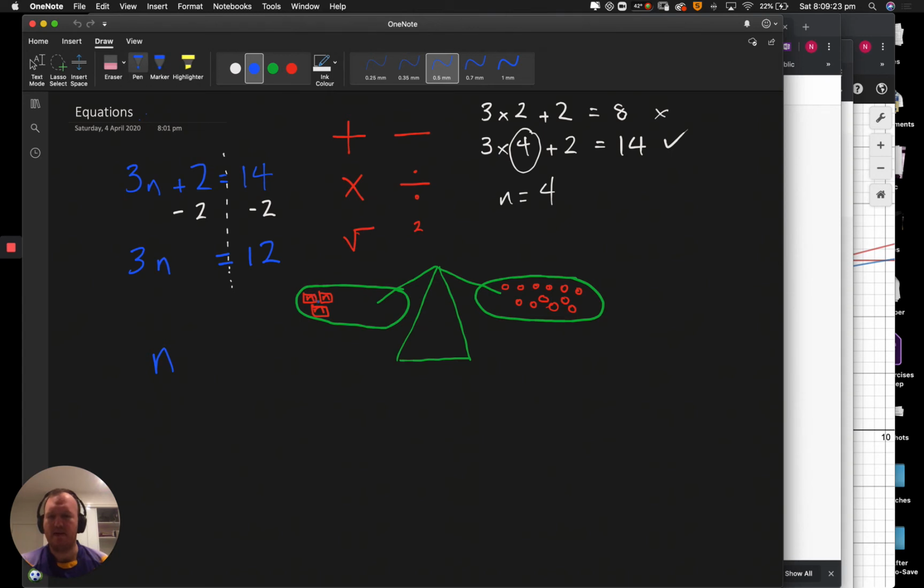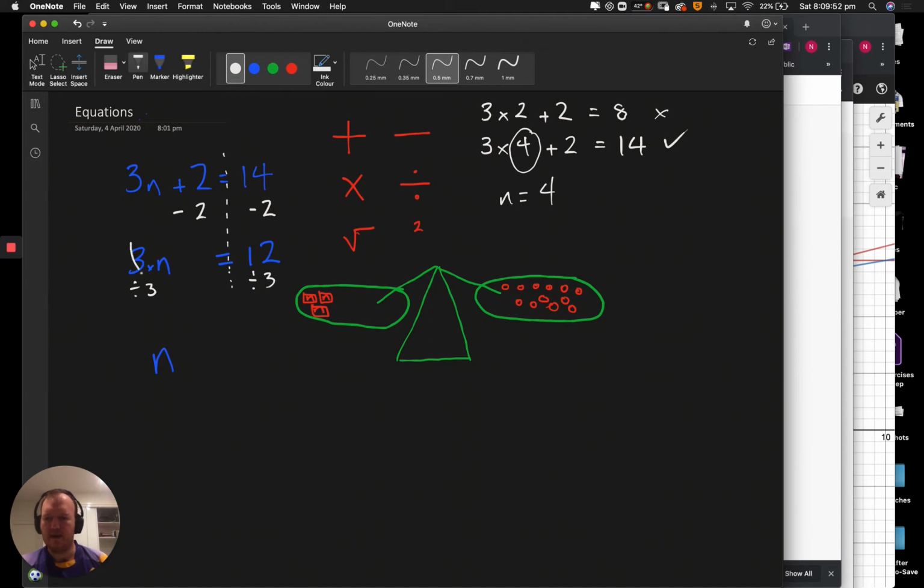I'm going to split these 3 n's up so that I've only got 1. What I'm essentially doing is, because the 3 and the n are connected by the times here, and again, this is a simple one, you can see the answer here, but to undo this times by 3, we need to do the opposite, which is the divide. So that's what we're going to do to both sides. We're going to divide by 3 over here, and we're going to divide by 3 over here.